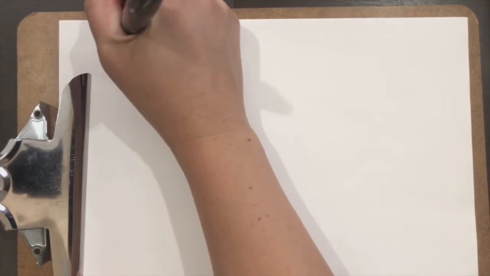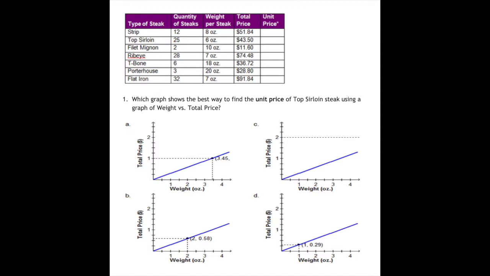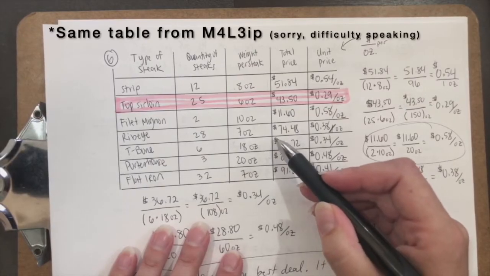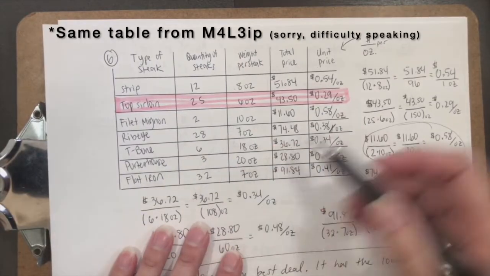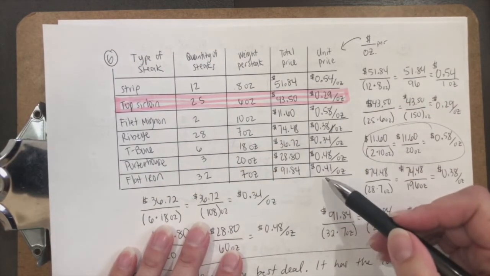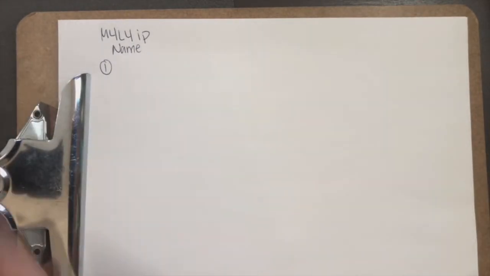Module 4, Lesson 4, Independent Practice. Number 1: which graph shows the best way to find the unit price of top sirloin steak using a graph of weight versus total price? This is the same exact table from the previous work, so we already know the unit price of everything. Let's go ahead and see which graph represents the top sirloin.